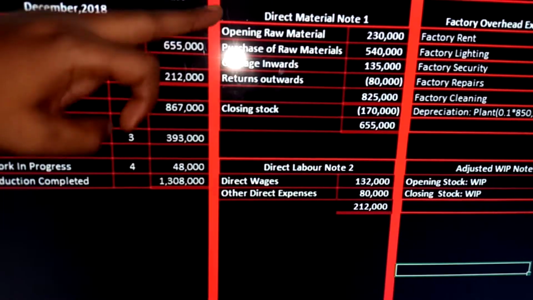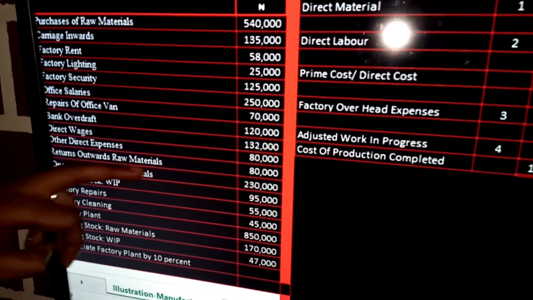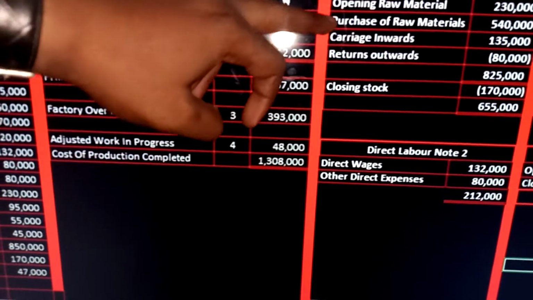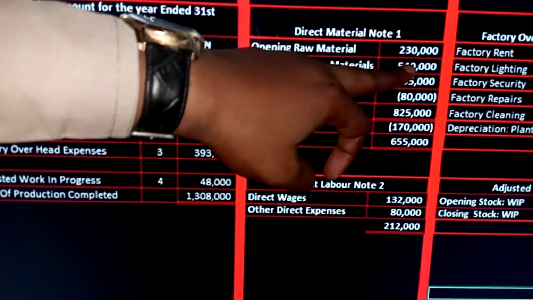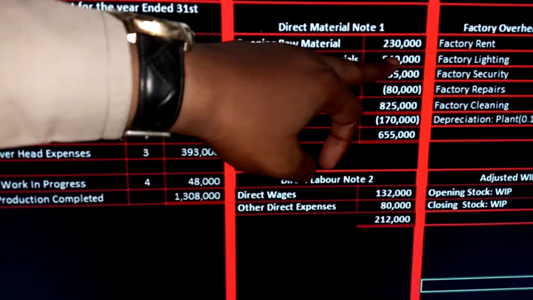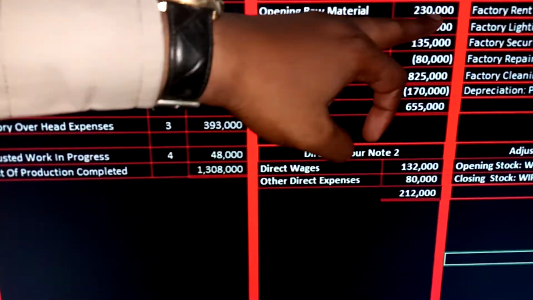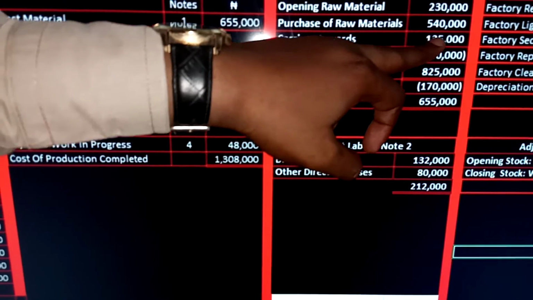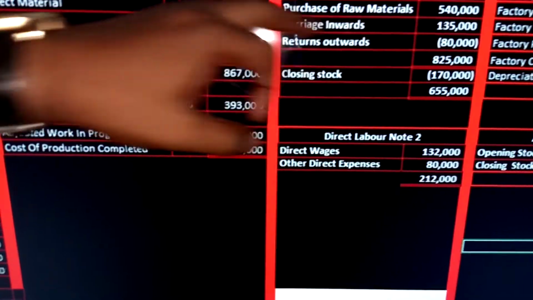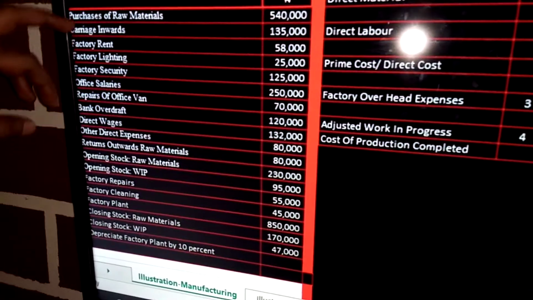Direct material. So we have opening raw material. I already explained that. 230,000. It's in the question. We have opening stock of raw materials here, 230,000. We have purchase of raw materials, 540,000. If you purchase more, you add it to what you already have. So what's the raw materials here? You can see 540,000. The next one, you have carriage inwards. You spend money to bring the materials to the factory. So what's the carriage inwards there? You can see carriage inwards here, 135,000.